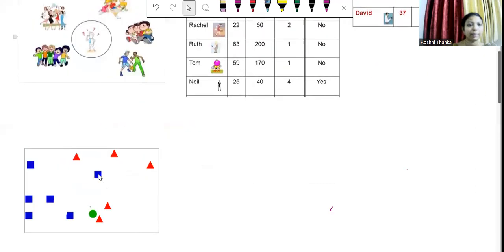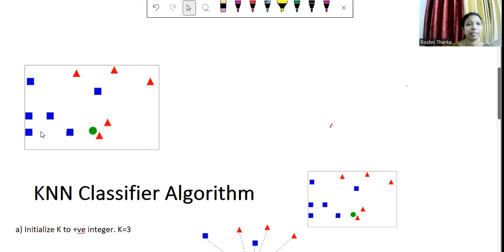Let's see an example. Here there are two classes of data. One is the blue class and another one is the red class. And here comes a new data. Now we want to decide whether this new data belongs to the blue class or to the red class. So what will we do? What are the steps to be done to classify this new data?